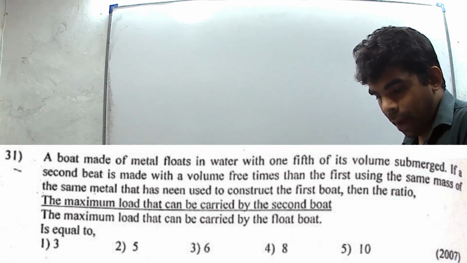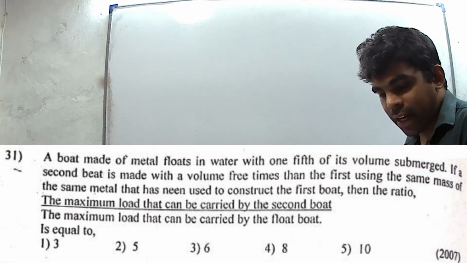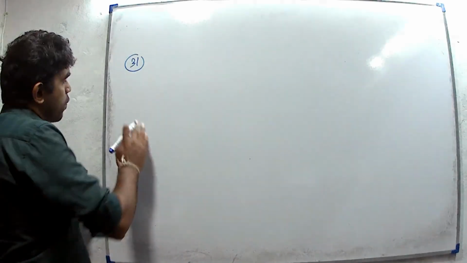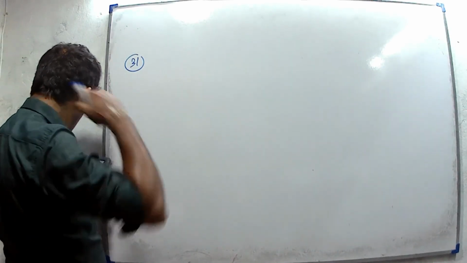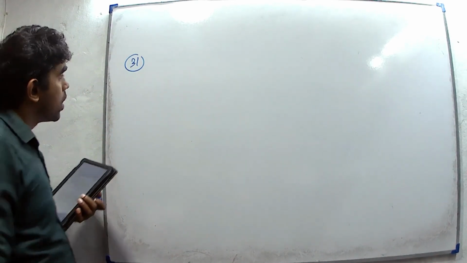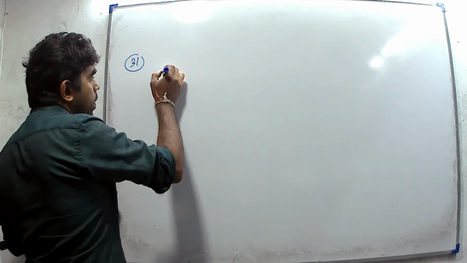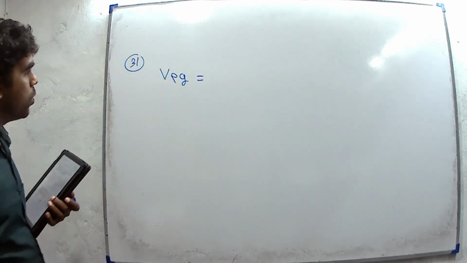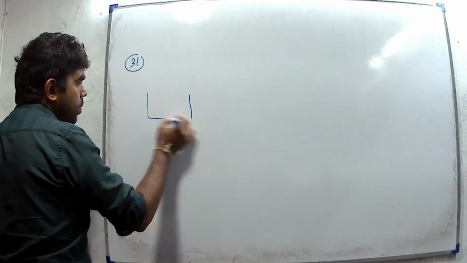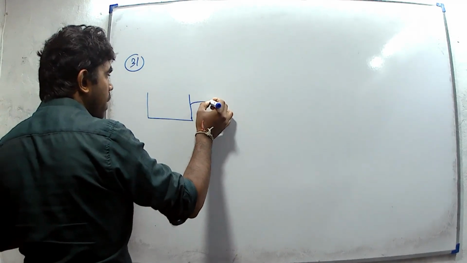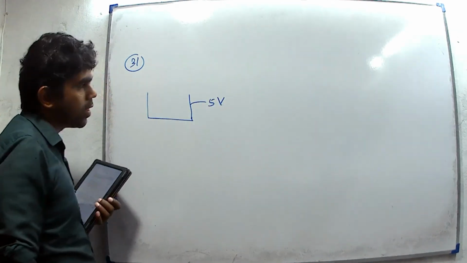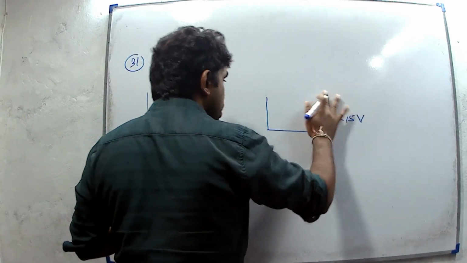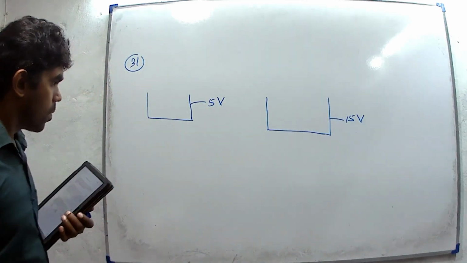find the ratio of the maximum load that can be carried by the second boat to the maximum load that can be carried by the first boat. For the first boat, I will consider total volume V. Then the total upthrust V rho G should be equal to, for the first boat, I will consider the volume as 5V. It is easy to simplify. For the second boat, the total volume is 15V. It is 3 times the first boat. There is the same mass.